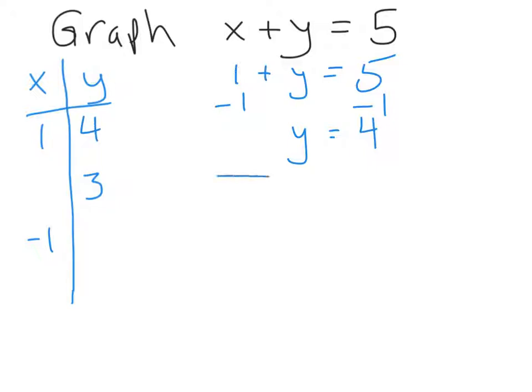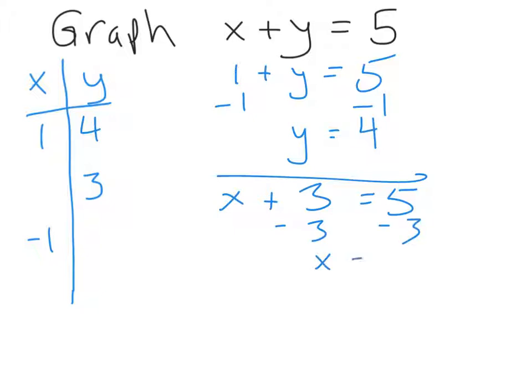Now for the second one, they're giving us a y value and asking us to solve for x. That's no problem. We'll just take our equation, and instead of replacing x, we'll replace y with 3. And then we'll solve this equation for x. Subtract 3 from both sides. We get x equals 2. There's our second point, 2 comma 3.